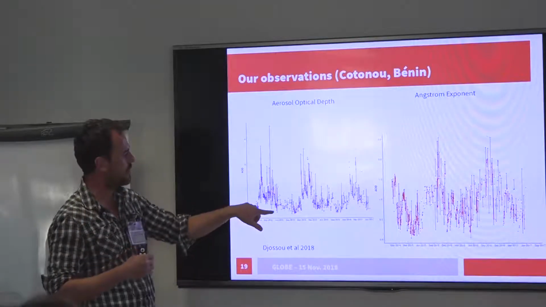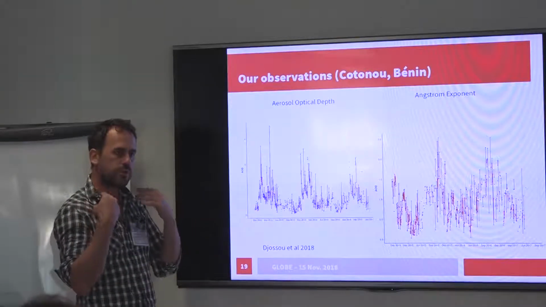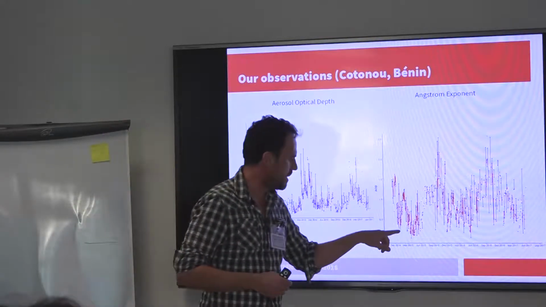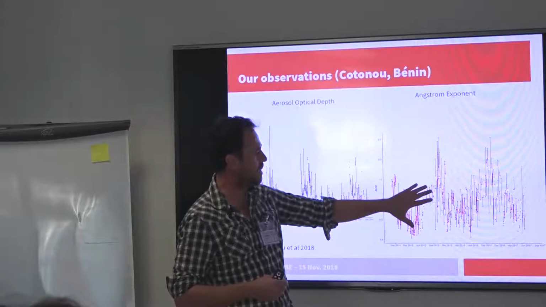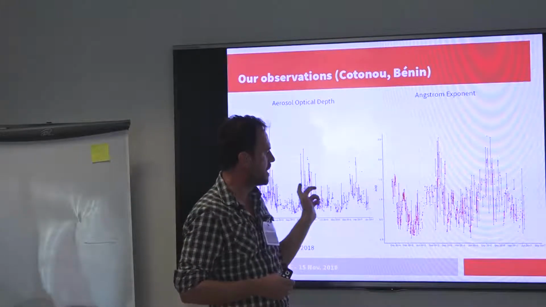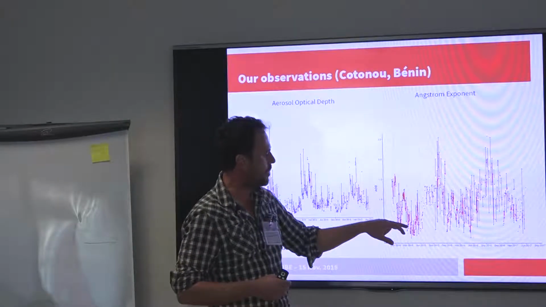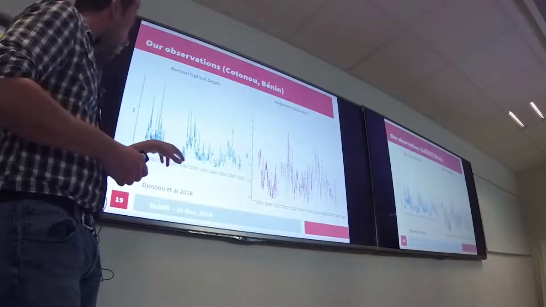So during this period of time, in the dry season, in January, February, you have a lot of dust coming to the city. And if we look at the spectral dependency, this is the Angstrom exponent, which gives an idea of the spectral dependency of the aerosol optical depth. We can see a drop in this parameter, which indicates that we have dust on the site.